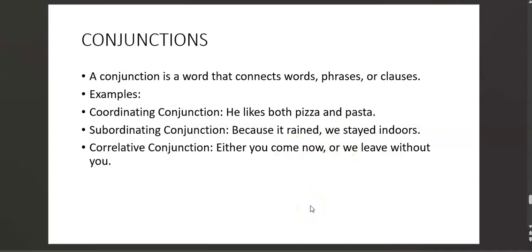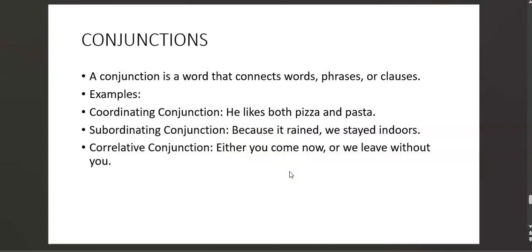Because it rained, we stayed indoors. Now, the conjunction here, before I even point it out, I want you to give me the conjunction by yourself. So take a moment, look at the sentence, and tell me the conjunction here. So for those who have it right, because is the conjunction here. Because it rained, we stayed indoors.